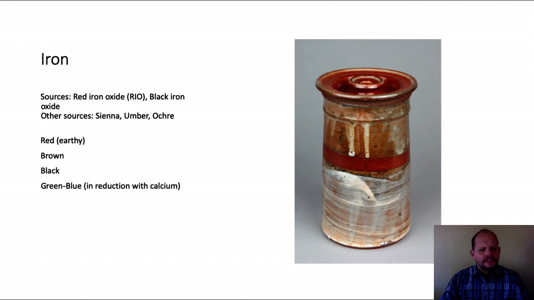In oxidation, you can get all sorts of different colors, depending again on the content of the glaze, whether it favors alkali metals or earths. You can get clay reds, like terracotta reds, browns, to even gray.